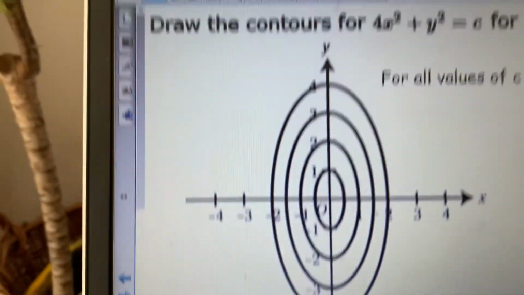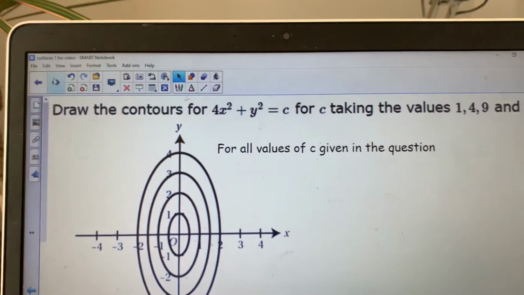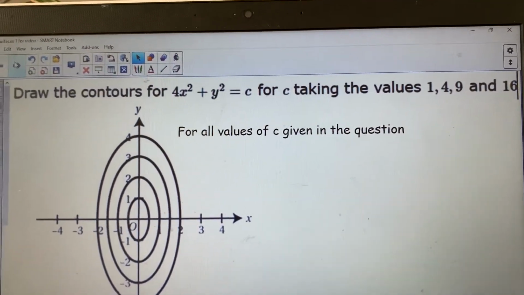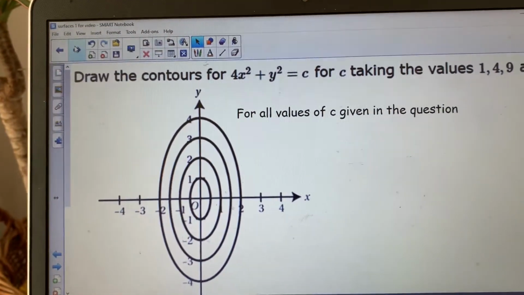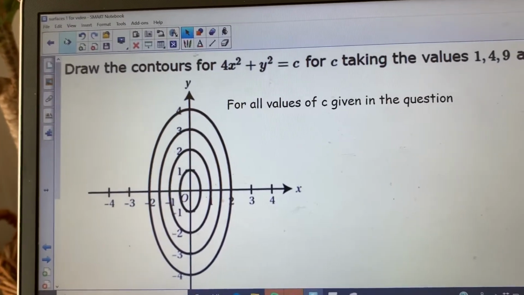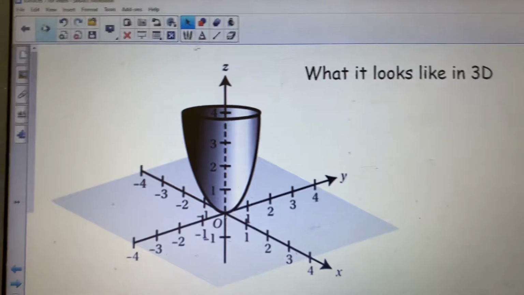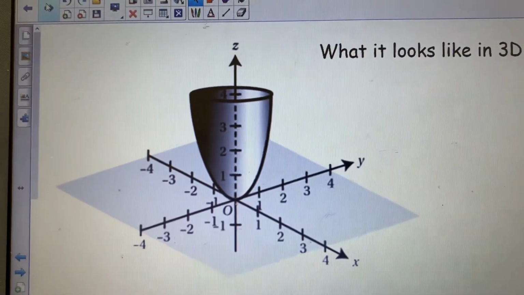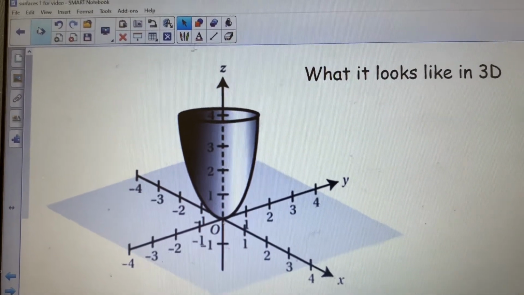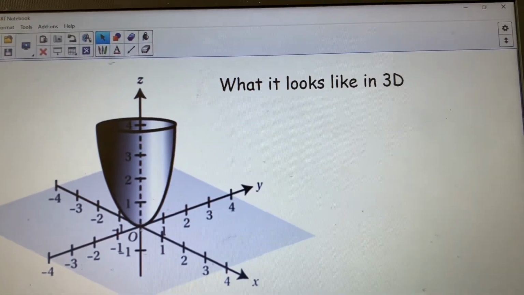Your whole thing, when you have all your different values in, your 4 values of c, looks like that. And in 3D, so when you've got your x, y, and z axis, that's what it would look like, but you're never going to have to sketch that.